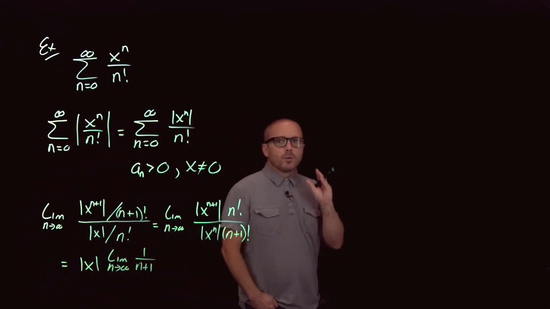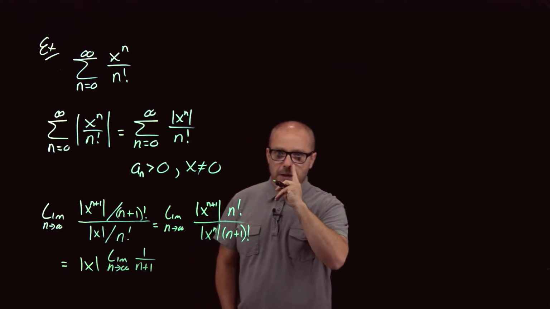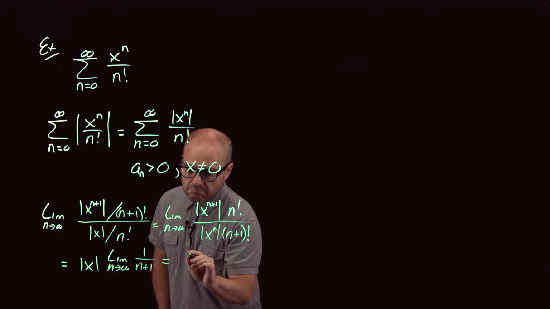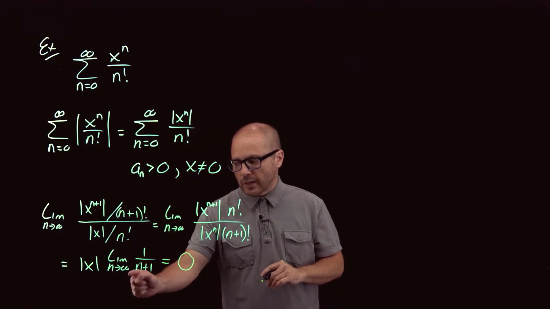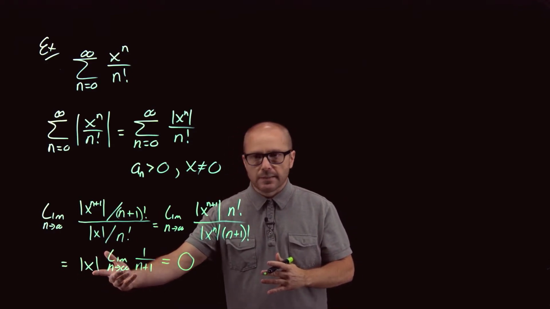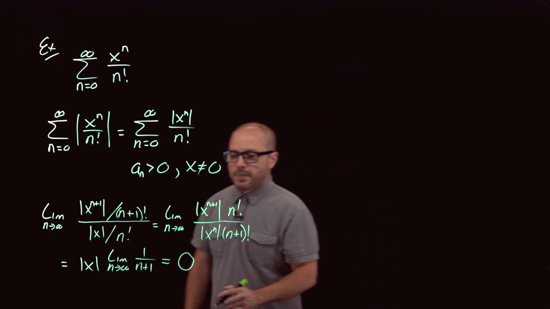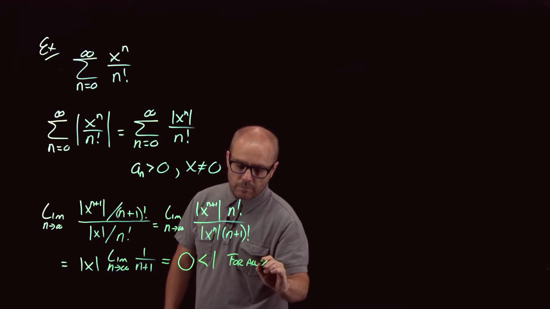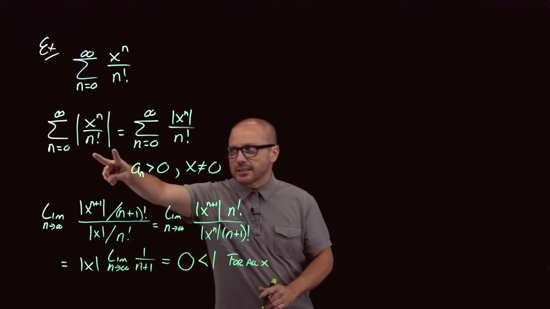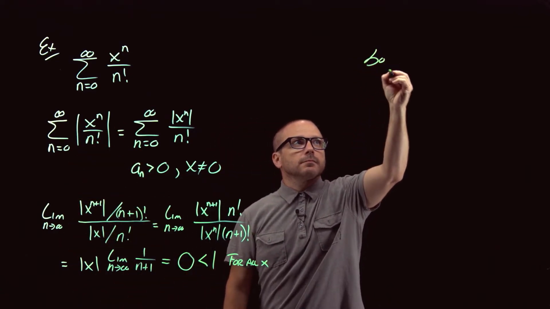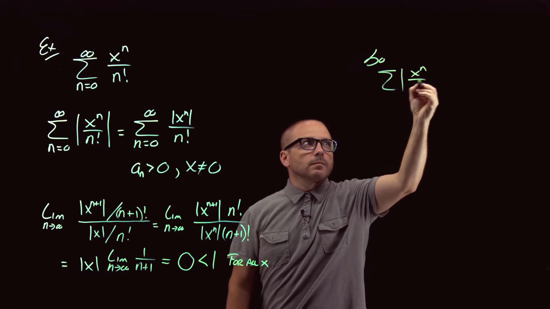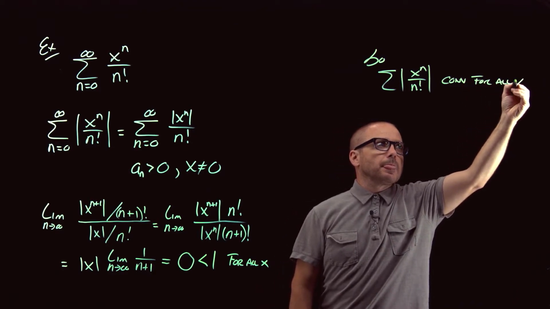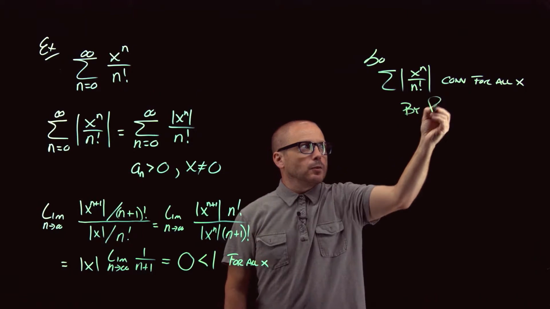And now, no matter what x is, even the center, doesn't matter, for any value of x, this limit is 0, right? Because we know that this limit's 0 and it's just being multiplied by a constant. So 0 times any constant is 0, which is less than 1 for all x. So what does that tell us? That tells us that this series converges for all x by ratio test.